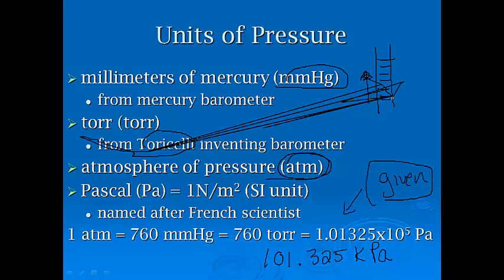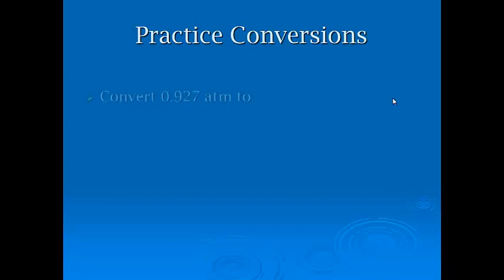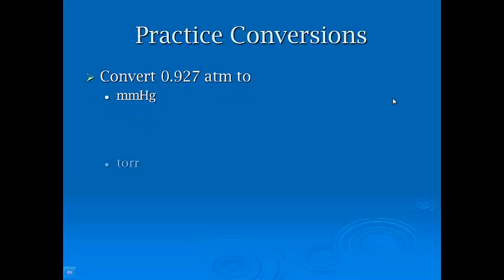But 1 atm is equal to 760 millimeters of mercury, is equal to 760 torr. Yes, they're the same number. And then there are your values for Pascal and kilopascals. Because what's really important is we have to be able to do conversions for these. So let's set these up.